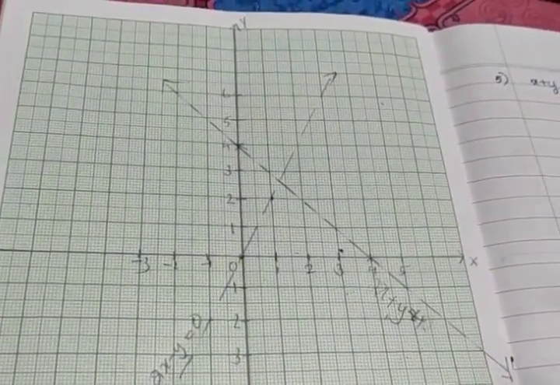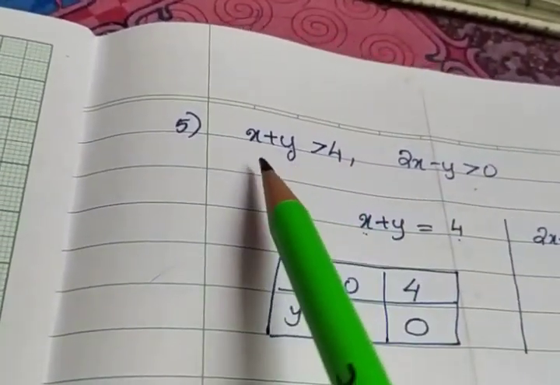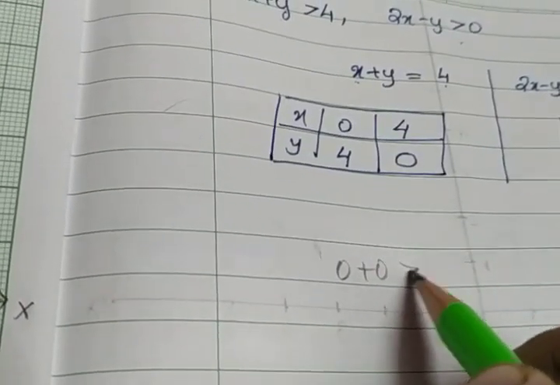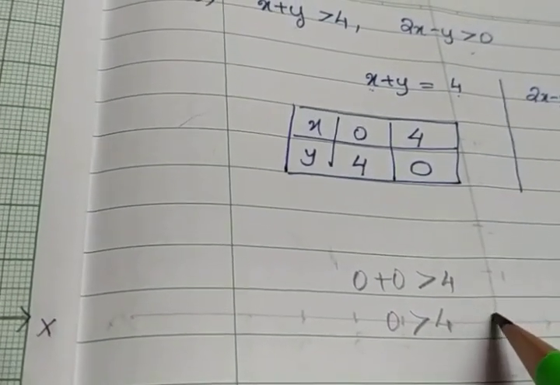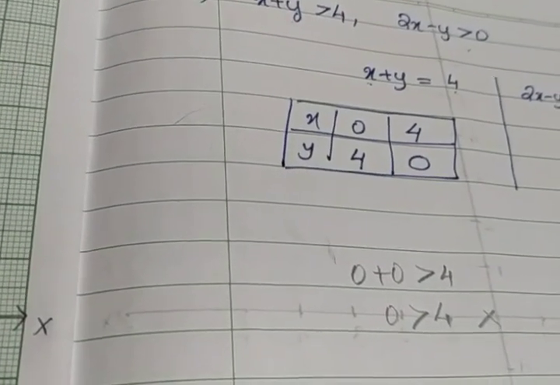First we will find the region for x plus y greater than 4. So if I put the value of x and y as 0, what will I get? 0 plus 0 greater than 4. That is 0 greater than 4. Is this inequality correct? No. Okay. So we have to shade the region in which 0, 0 does not lie.